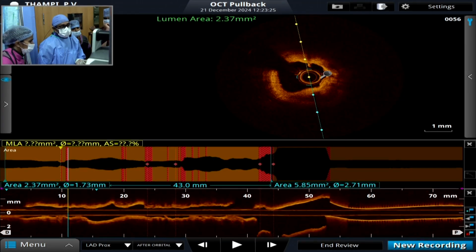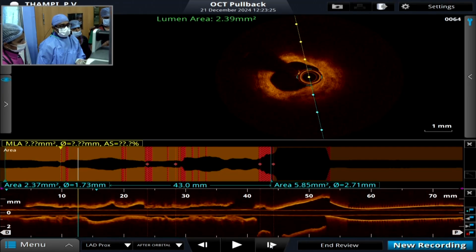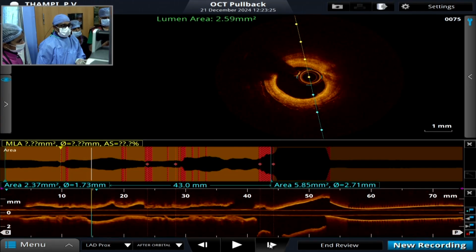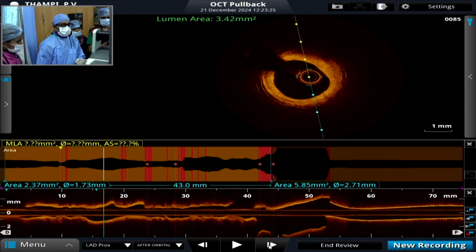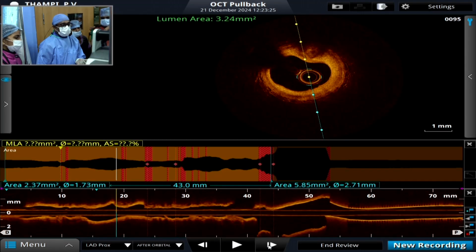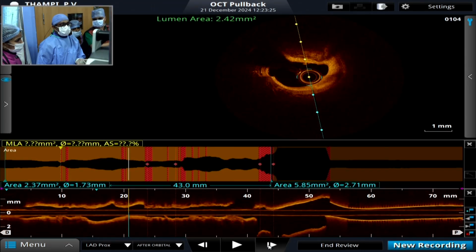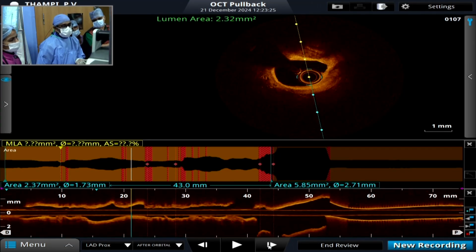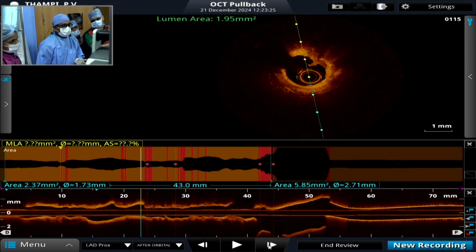These areas, probably the calcium, there is some plaque modification. This area looks smooth, so there is some plaque modification that has happened over there. Then as we come more proximally, this is more of fibrotic, and there is an eccentric calcium at 12 o'clock position, but it seems to be more deep rather than into the intima.